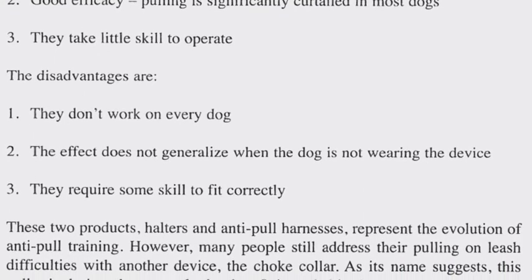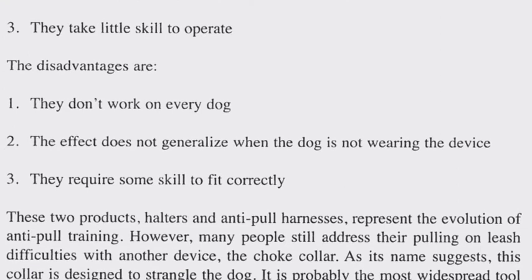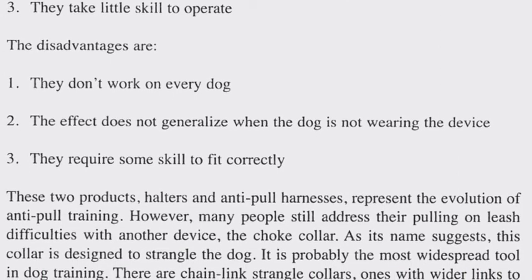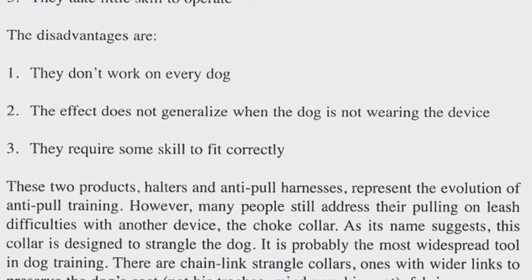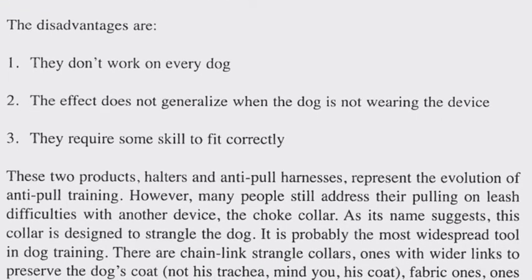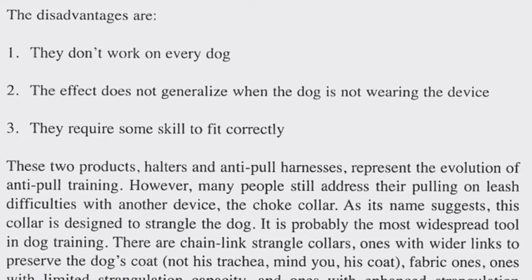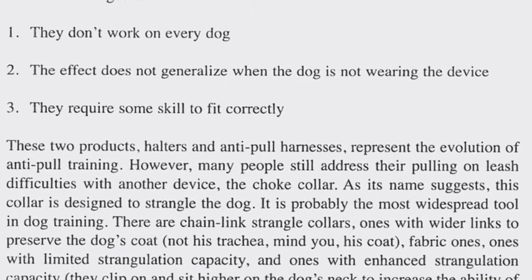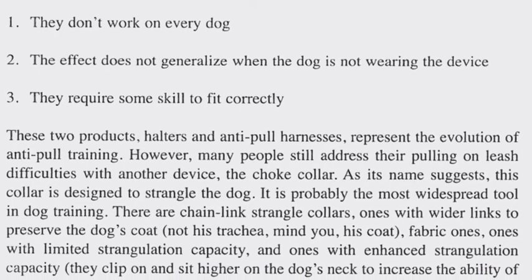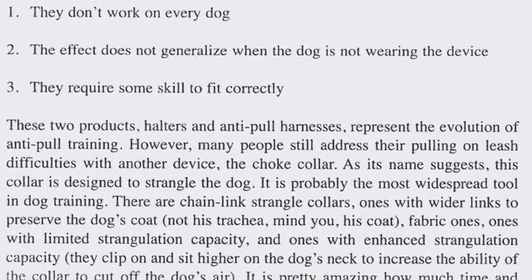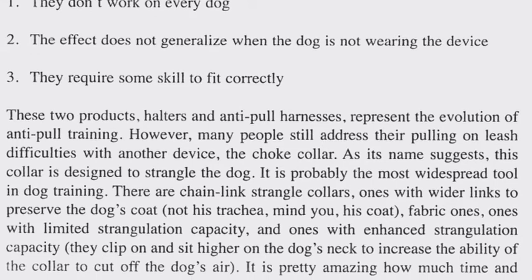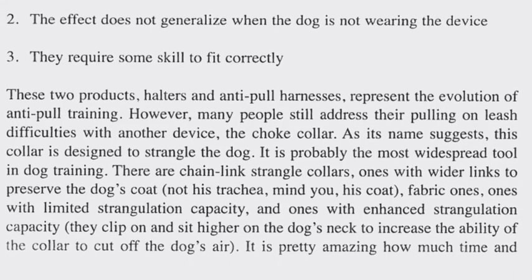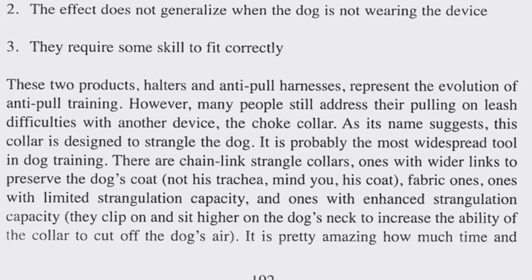These two products, halters and anti-pull harnesses, represent the evolution of anti-pull training. However, many people still address their pulling-on-leash difficulties with another device, the choke collar. As its name suggests, this collar is designed to strangle the dog. It is probably the most widespread tool in dog training. There are chain link strangle collars, ones with wider links to preserve the dog's coat, not his trachea, mind you, his coat. Fabric ones with limited strangulation capacity, and ones with enhanced strangulation capacity.